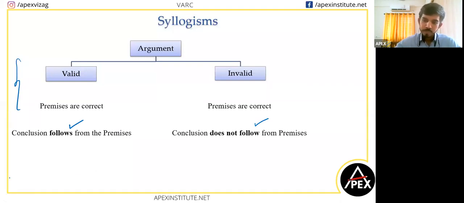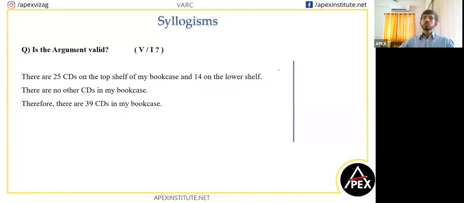Acha, before we proceed, some of my questions today might need a notepad to solve. So if you have a notebook or something kept next to you with a pen and paper, it will be helpful. Today in some questions, we'll be using Venn diagrams to solve it. So is this valid or invalid?